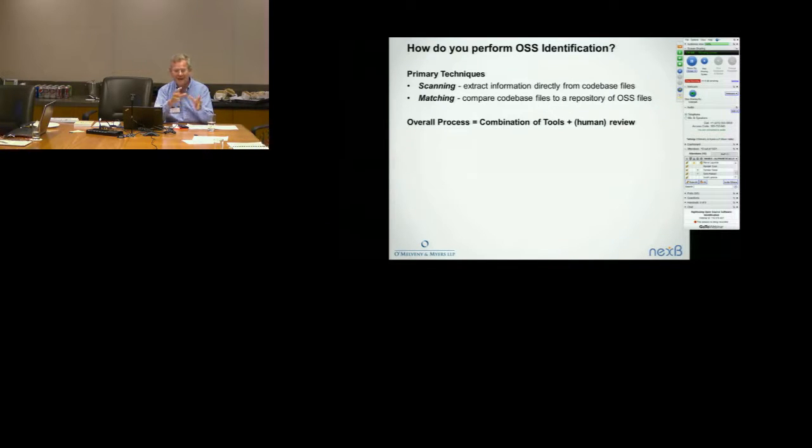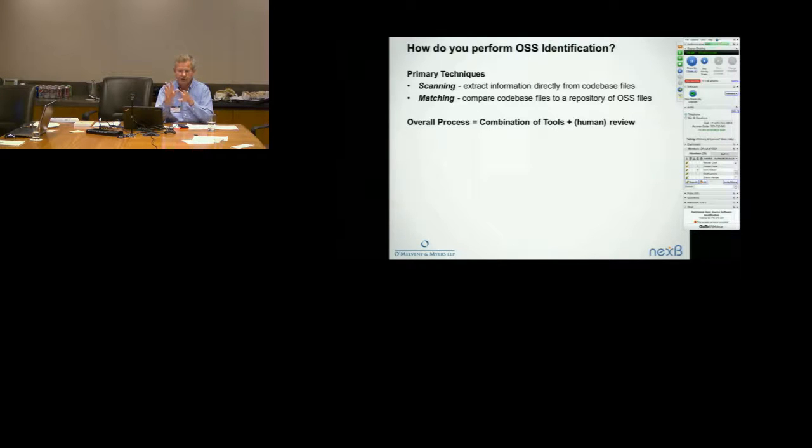The second one is matching. And matching is different in the sense that you'll be looking at similarities between your code and a large index of open source code. And if the code is similar, if they look alike, they may share the same origin. Important word here is may. It's not always 100% true.